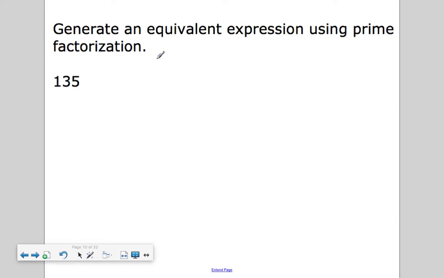So we are going to practice this. Our first number is 135. What are the factors of 135? Well, 5 would be one of them. 5 times what? I have no idea, I'll be honest.